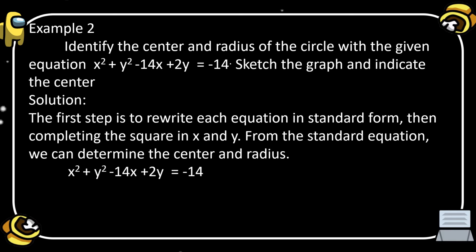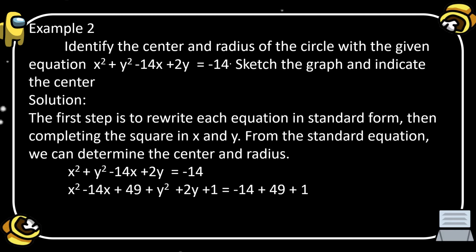Okay, so we have here the given equation: x squared plus y squared minus 14x plus 2y equals negative 14. Okay, so we are going to arrange it first. So we have here x squared minus 14x plus y squared plus 2y equals negative 14.